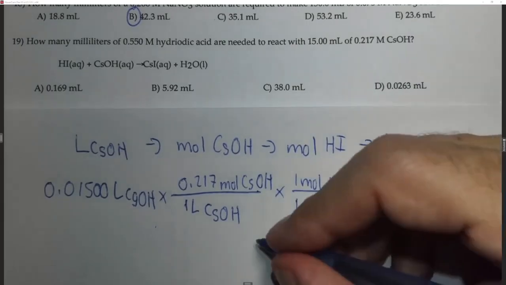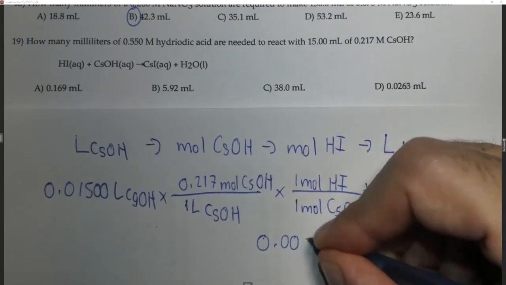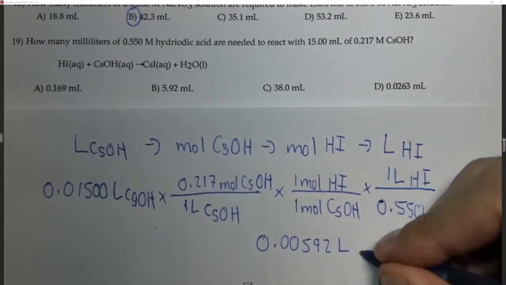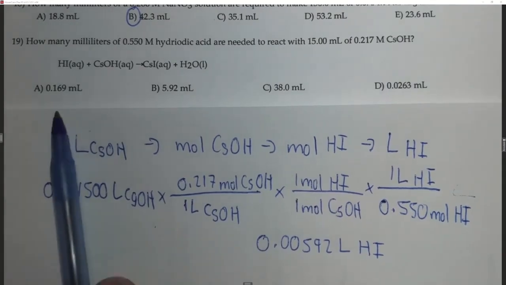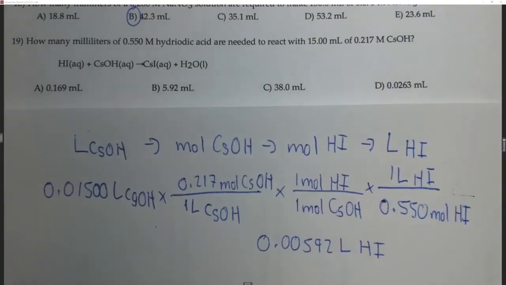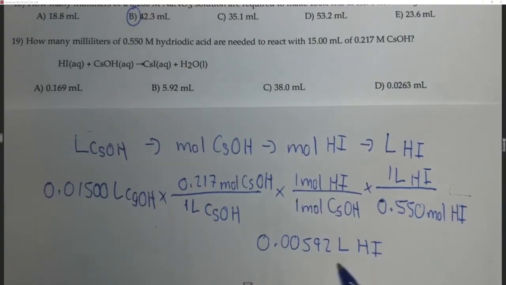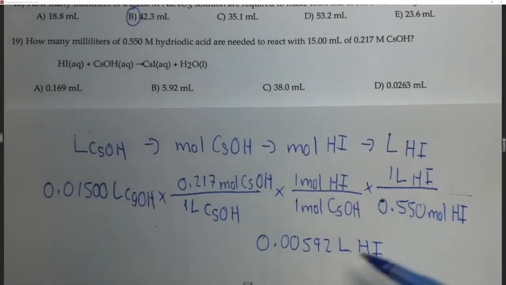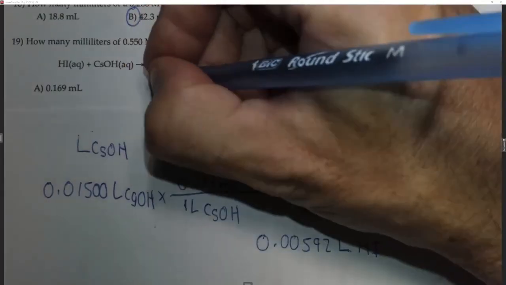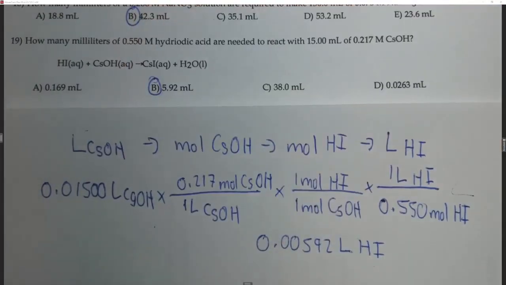And when we do all that math, we get 0.00592 liters of this HI solution. And if you look here, you don't see that as an answer. And the reason is this spit out the answer in liters, and this is in milliliters. So if you take this and multiply it by 1,000, you will get choice letter B, 5.92 milliliters.